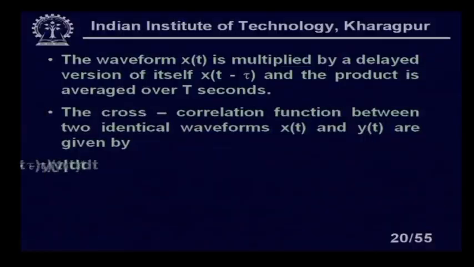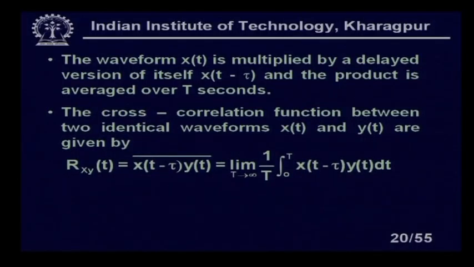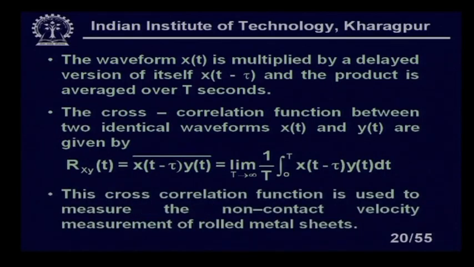Now, let us look at the cross correlation. The cross correlation function between two waveforms x(t) and y(t) is given by Rxy(tau), the average of x(t minus tau) y(t), which is limit T tends to infinity (1/T) integral from 0 to T of x(t minus tau) y(t) dt, right. The cross correlation function is used for non-contact velocity measurement of rolled metal sheets, a non-invasive type of technique. So, it is a non-contact method for the velocity of the rolling sheets, right.